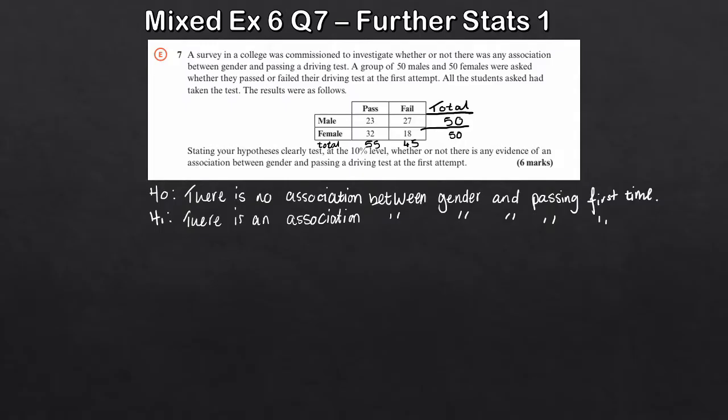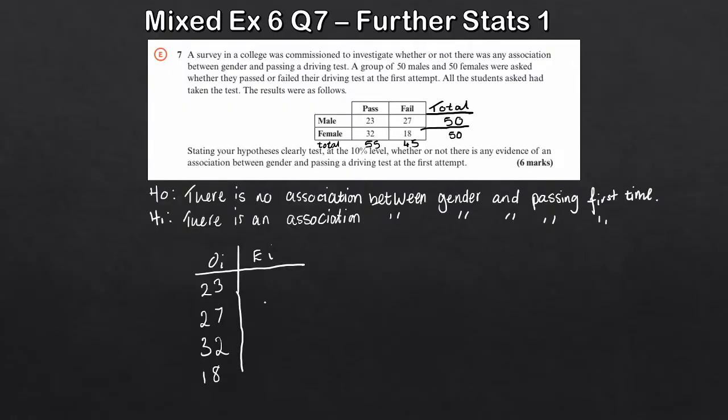Now, to actually work out your expected values, I'm going to set it up as a table, but I'll do a couple just to show you the method. I'm going to write down my observed values and then my expected values here. Make sure yours is a little bit neater than mine. We have 23 observed, 27 observed, 32, and 18.